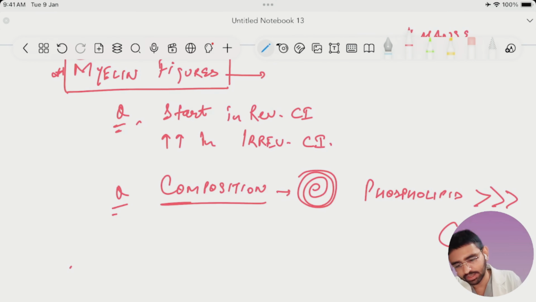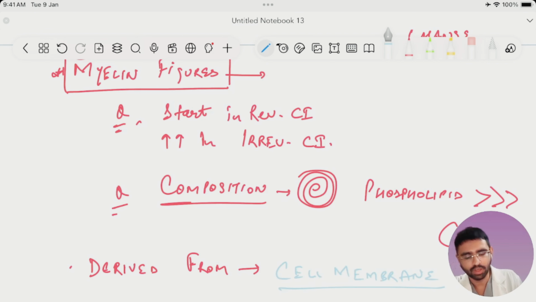Okay. Now there is a question on myelin figures: what are myelin figures derived from? Please note down: derived from cell membrane. Okay, guys, so myelin figures are derived from the cell membrane.